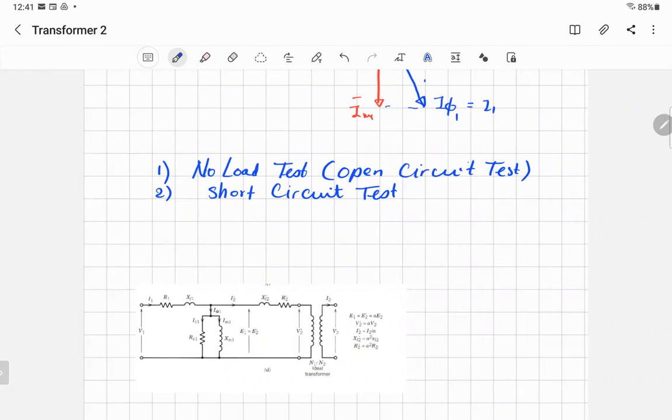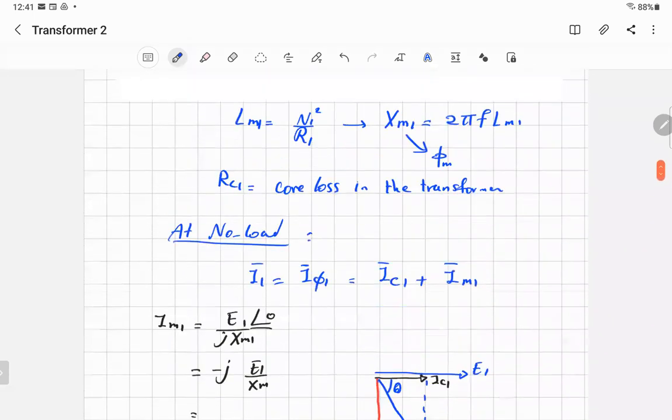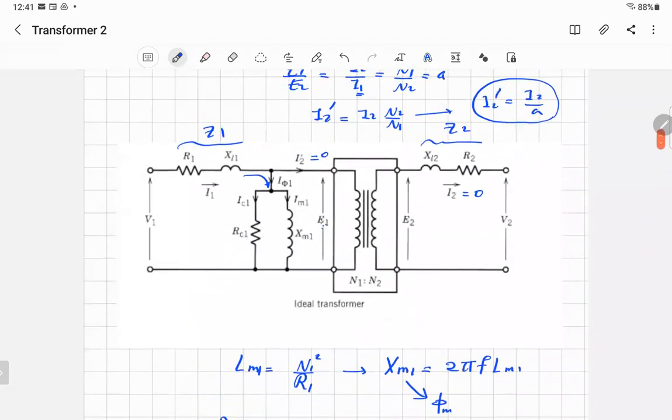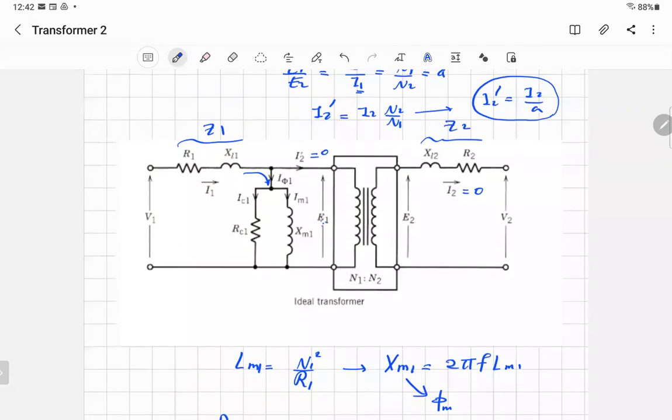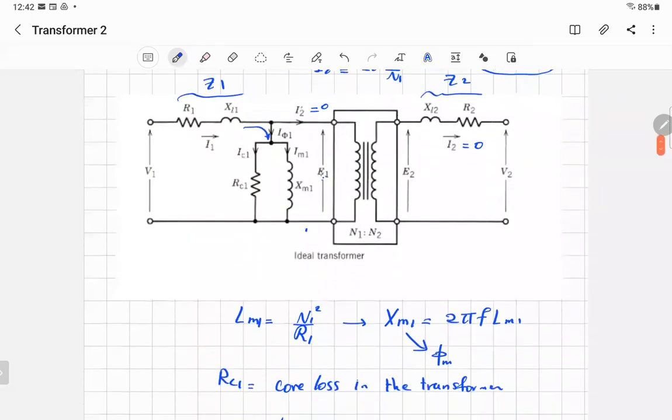When you do the no load test, you will get this branch, RC1 and XM1. It represents the core loss and the reactance responsible for building the mutual flux. That's the no load test. And usually, if this is the low voltage side and this is the high voltage side, we open circuit the high voltage side. What do I mean by high voltage and low voltage side?